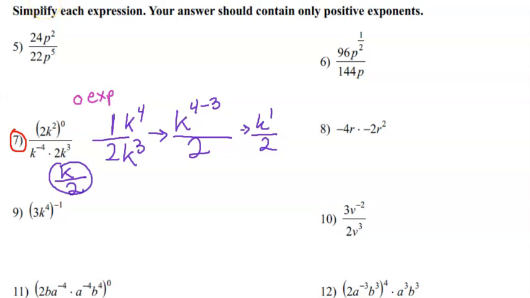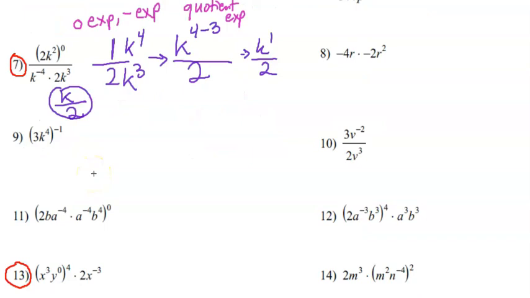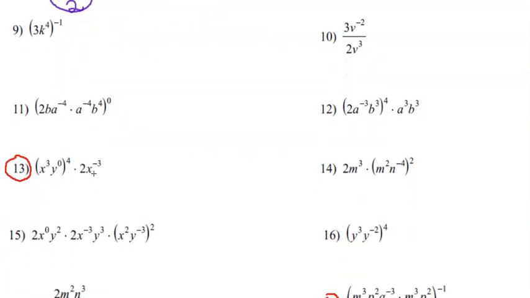Let's go back and name the properties. So in this first step, we did the zero exponent and the negative exponent properties. For the next step, we did the quotient property. And then the last one, we just simplify it out. Okay, let's look at number 13.